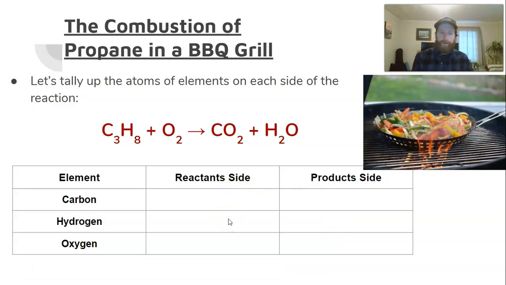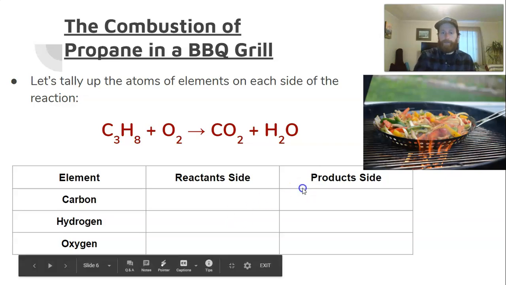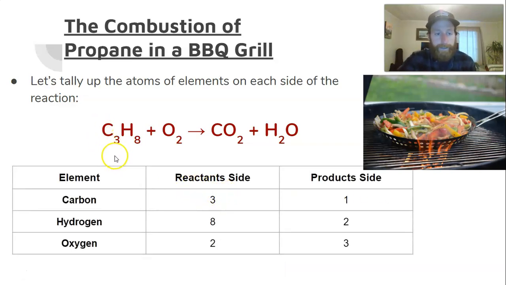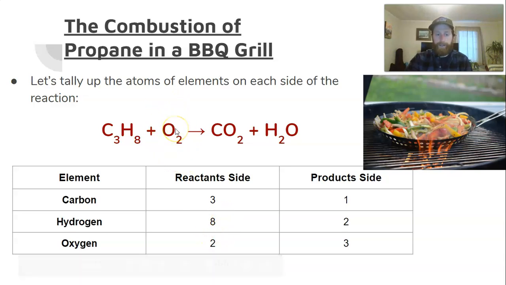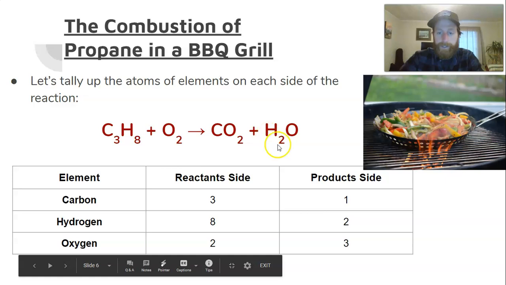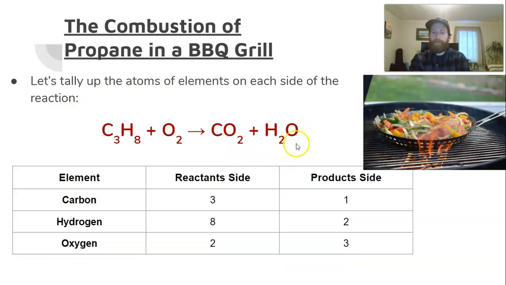And again, you could pause the video and try this right now. If you do this, you'll see that on the reactant side, I have 3 carbon atoms in that propane molecule, 8 hydrogen atoms in that propane molecule, and 2 oxygen atoms in that oxygen molecule. I'm just counting the subscripts here. On the product side, I have 1 carbon atom because there is no subscript, so it's assumed to be 1. I have 2 hydrogens in the water, and I have 3 oxygens in total. Hopefully you can see where I got the number 3 from. There's 2 in carbon dioxide, and there's 1 in oxygen.